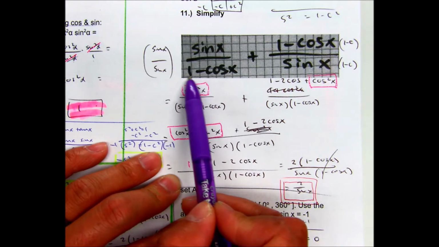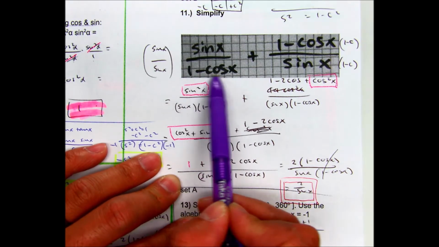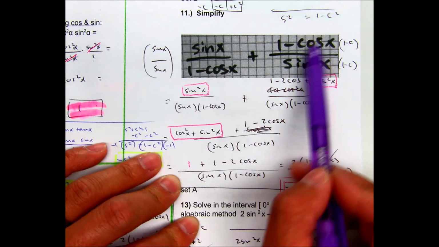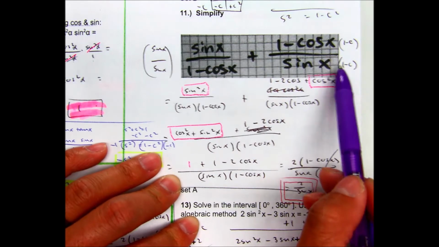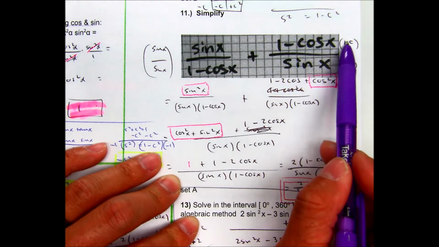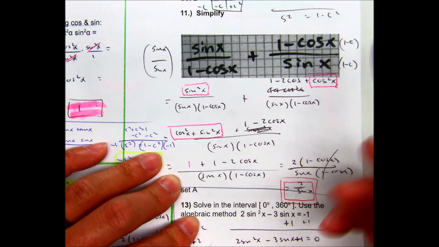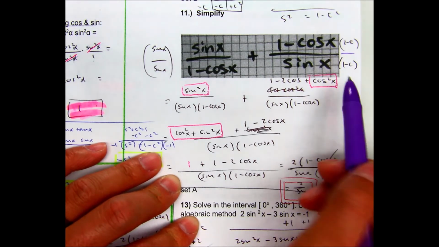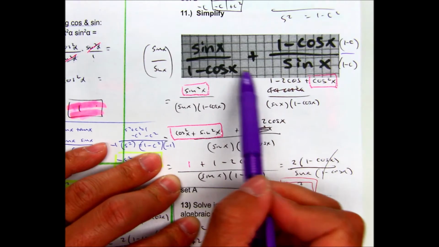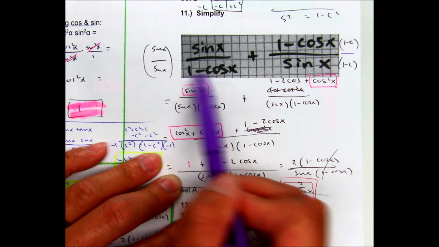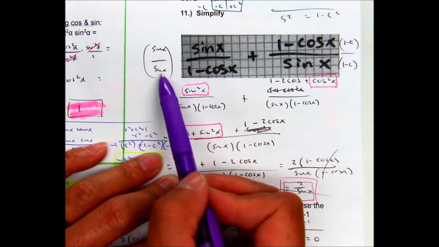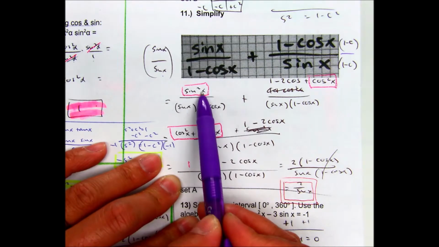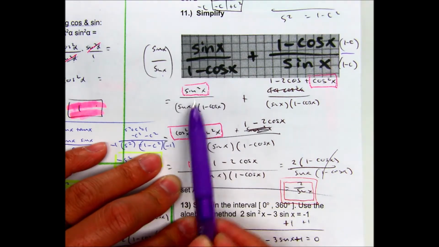This side has 1 minus cosine x. This one does not have 1 minus cosine x. So I just said multiply by 1 minus cosine over 1 minus cosine, because that's equal to 1. This side has a sine x, and this one does not in the denominator. So I'm going to multiply by sine over sine. That gives you sine squared x. And here I'm not going to distribute.